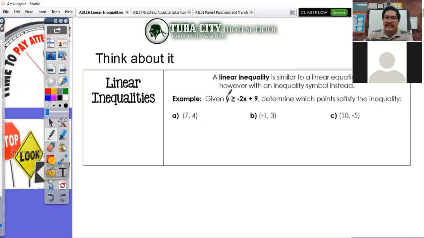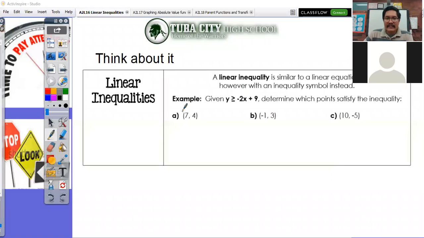So if we have this inequality, I almost said equation, which is not entirely wrong, but it would be an inequality because equations have equal signs. y is greater than or equal to negative 2x plus 9. Determine which points satisfy the inequality. Some of these will make it true, others will make it not true. So let's go ahead and plug it in.